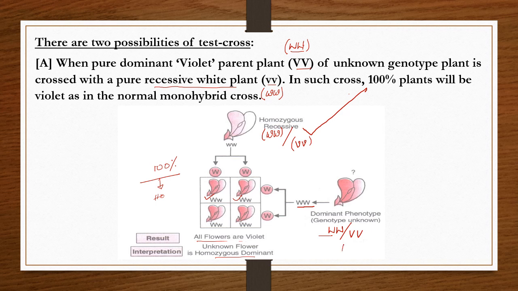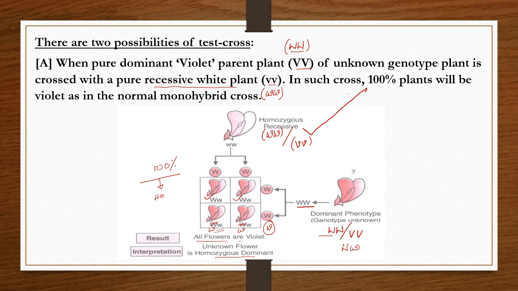That means capital W and small w. Then what will happen? Here one gamete is capital W and another gamete is small w. Then what happens when the capital W fuses with these gametes? These two are heterozygous. The small w fuses with the small w as well, so here capital W with small w, and here capital W with small w. Small w indicates white color.